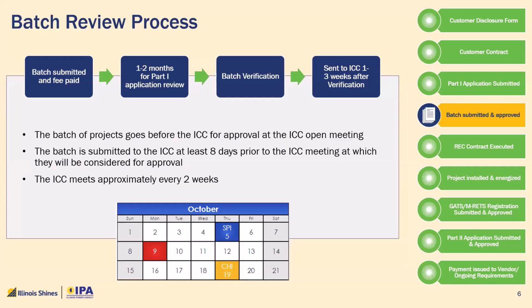Now we'll review the batch review process and timing of ICC submissions. After the batch is submitted, it goes before the ICC for approval at the ICC open meeting. The batch is submitted to the ICC by the program administrator at least 8 days prior to the ICC meeting, and they do meet every 2 weeks.